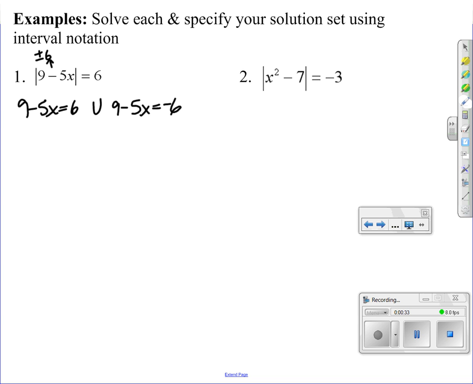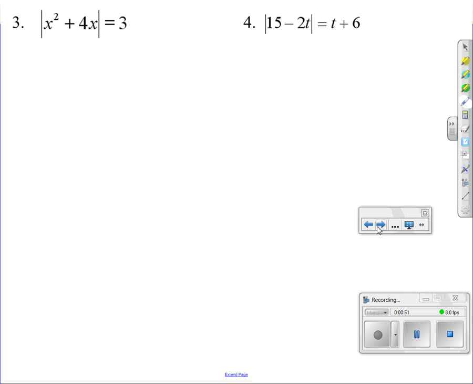Similarly, with number 2, we would consider, well, what absolute value would equal minus 3? And the answer is no value would get you an answer of minus 3, because absolute value is always a positive result. So the answer here is no solution. So just watch for that, not a trick, but an expectation that you would recognize that.